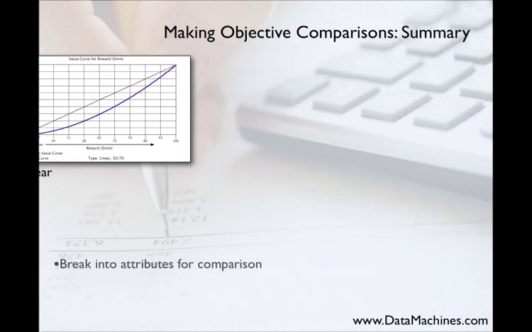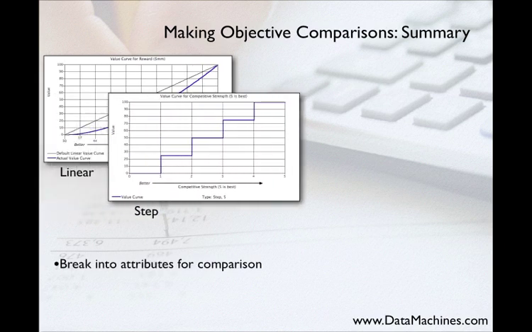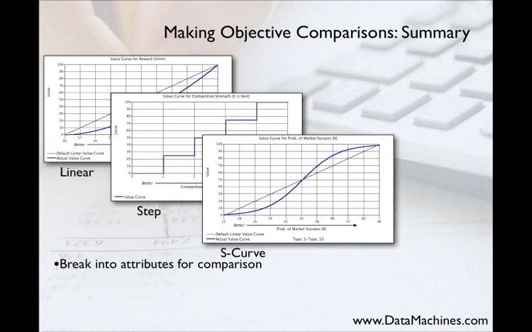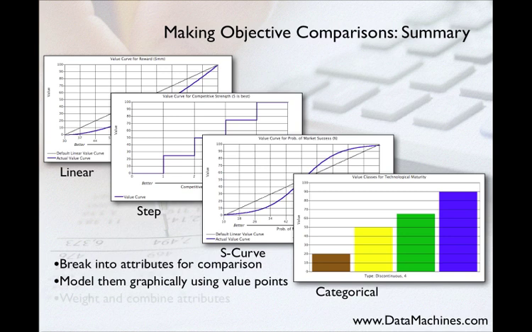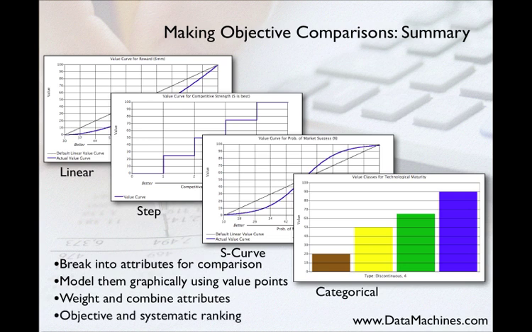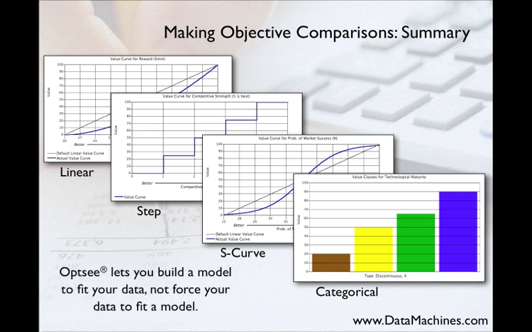To summarize, we've seen how you can break business investment decisions into attributes and how you can model them graphically. We've also seen how you can easily weight and combine your attributes using Optsee to make an objective and systematic comparison of your projects based on your preferences. Finally, we've shown you how you can use categorical attributes in your project portfolios. In all these ways and more, Optsee lets you build your model to fit your data, not force you to fit your data to a predetermined model.